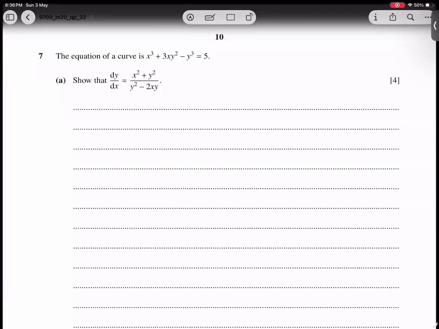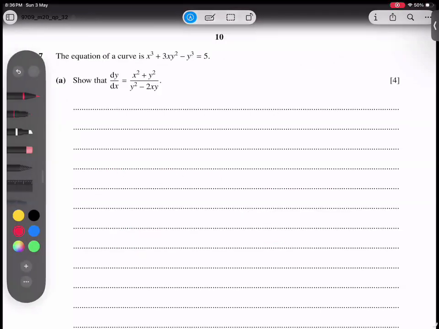Question number 7, students, topic is differentiation of implicit function. So let's try to do it. First of all, we need to prove it. So x cube alone, so it's not a hard job. 3 comes down and power 1 less. But here when we have 3x and y square, I will deal 3x as a u and y square as a v.